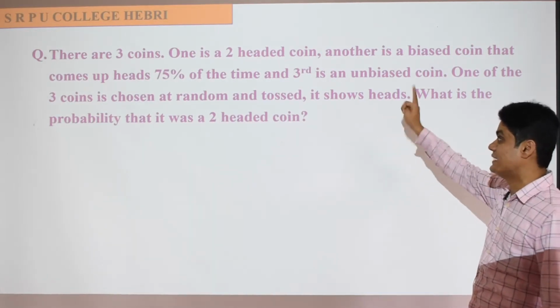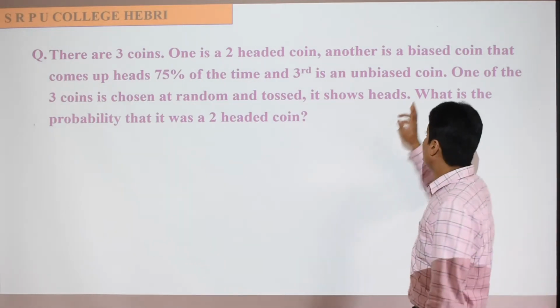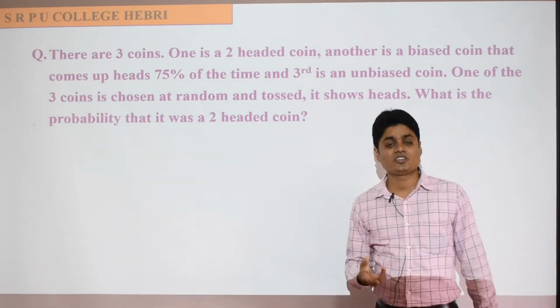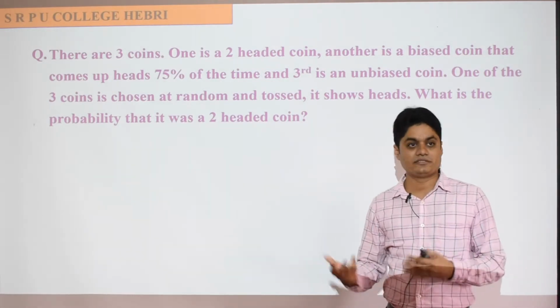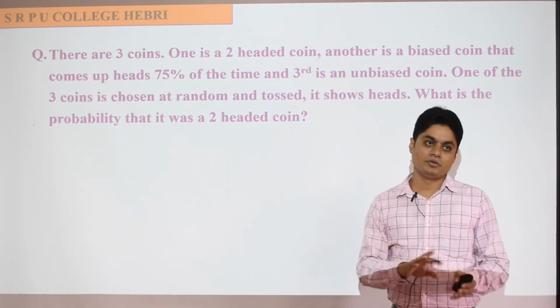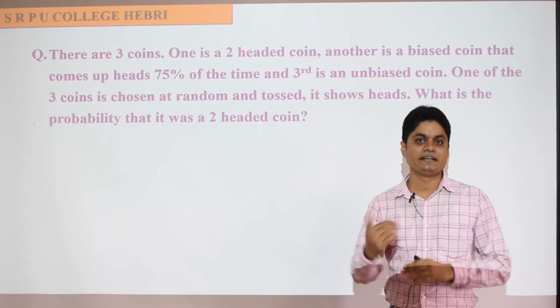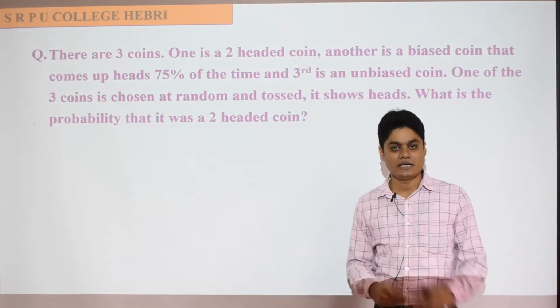One is a two-headed coin, which has a head on both sides. Another is a biased coin. Biased coin means something in it has been changed. We don't know exactly what the change is, but something has happened. Maybe tail was made into head, or head into tail. Something has happened to that coin.